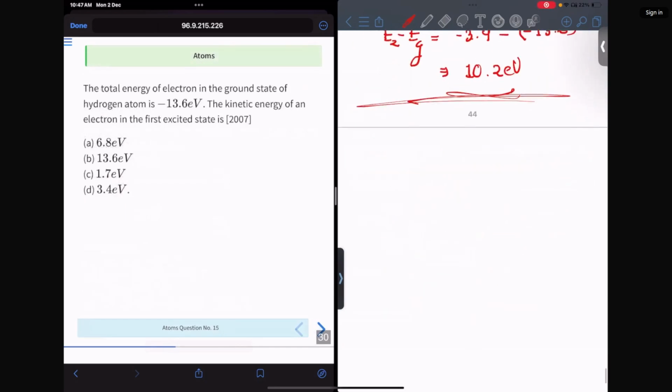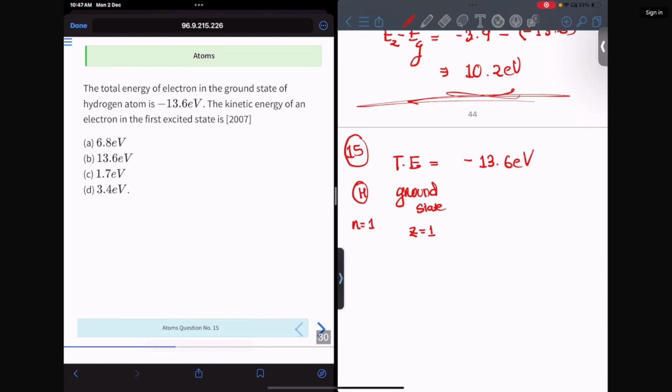So with this, I'll move to question number 15. Question number 15 says the total energy of an electron in the ground state of a hydrogen atom. Write everything here, ground state, and this is a hydrogen atom. So N equal to 1, Z equal to 1. Total energy is minus 13.6 electron volt.